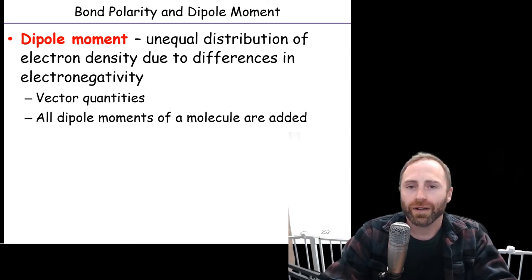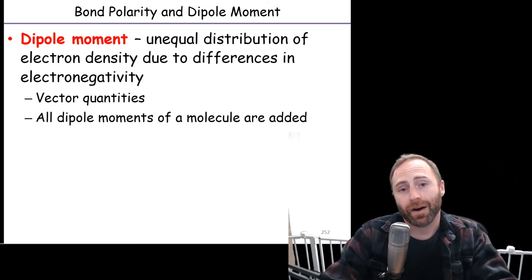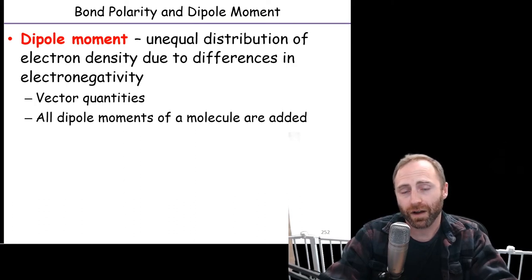A vector quantity is going to be drawn as an arrow. So the arrow is going to point the direction of the quantity, and the bigger the arrow is going to tell you how strong the dipole moment is. When we make a molecule, we're going to add up all of the dipole moments in a molecule. We're going to walk through a simulation to describe that.